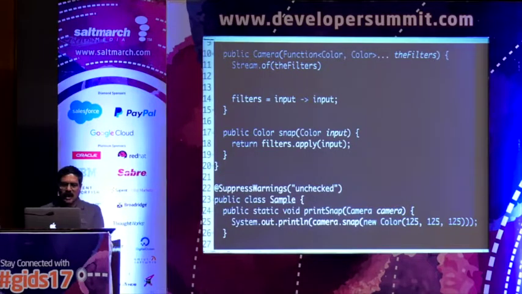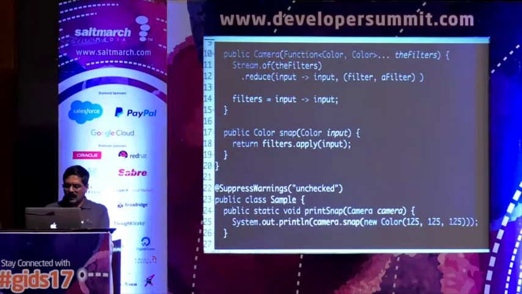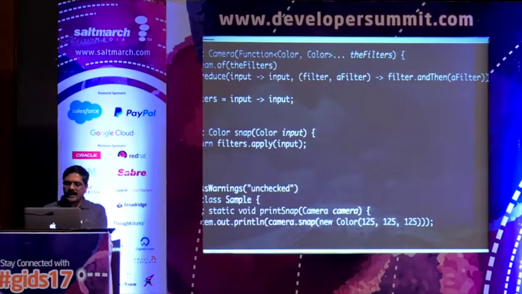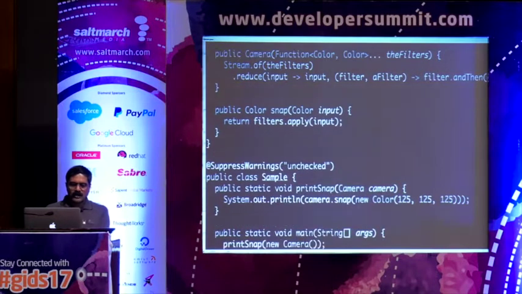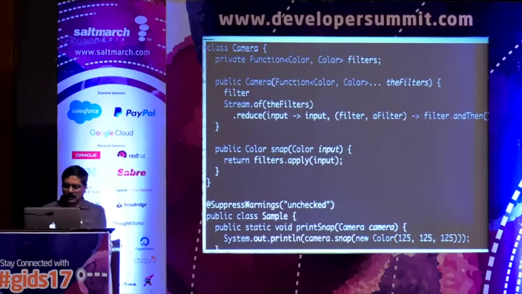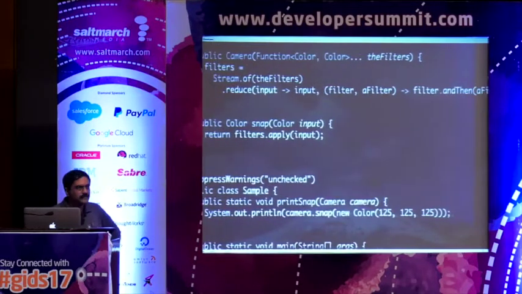So I'm going to say dot reduce. The first one you're going to give is, given an input, give me an output. Then you say, given a filter, the filters that you're going to get back, comma a filter. What am I going to do here? Filter dot and then a filter, right? So you're going to combine the filters together, and when you're done with it, you're going to assign it to filters. So filters is equal to, you take the collection of filters and you reduce it using the and then.